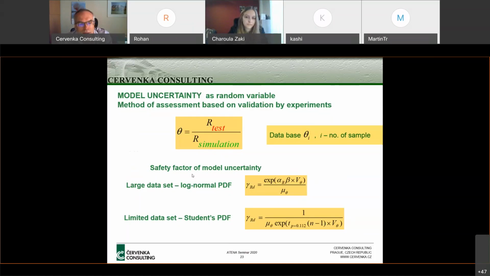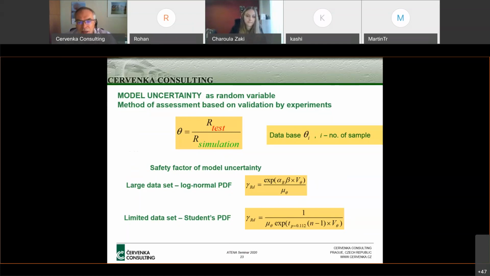And then we can evaluate statistically the safety factor, again using formulas very similar to the ones in the Eckhoff method. So this is how we should always perform uncertainty quantification of our numerical model.